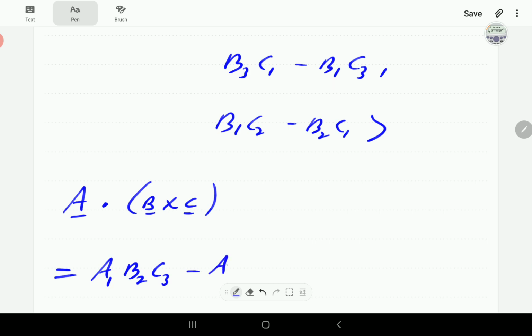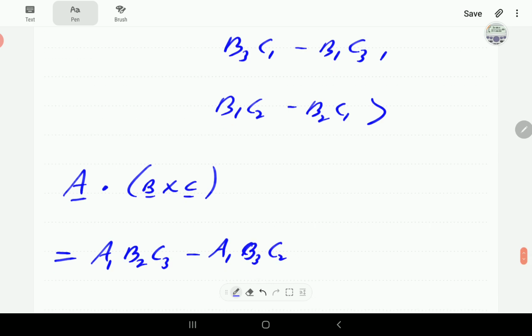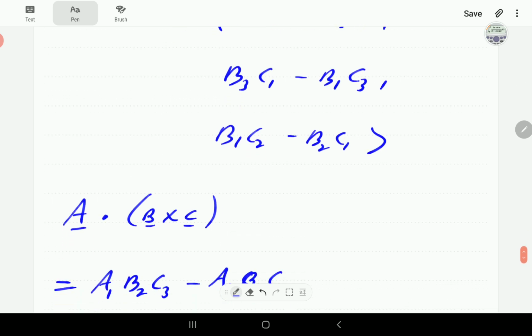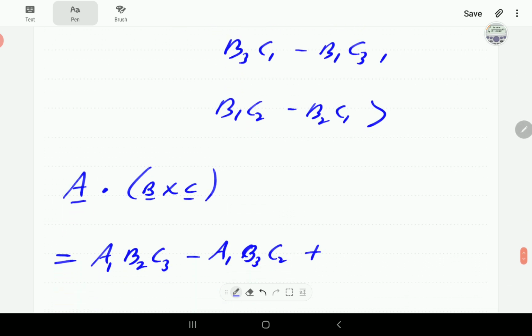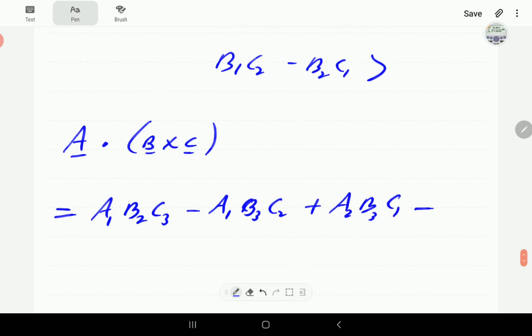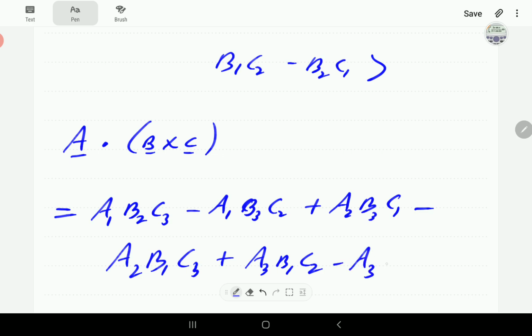minus A1 B3 C2, and then plus A2 B3 C1 minus A2 B1 C3, and then finally plus A3 B1 C2 minus A3 B2 C1. Okay, so that's the left hand side.